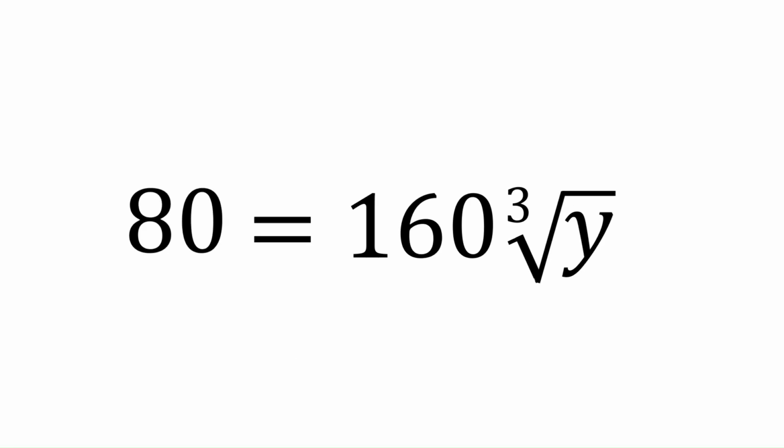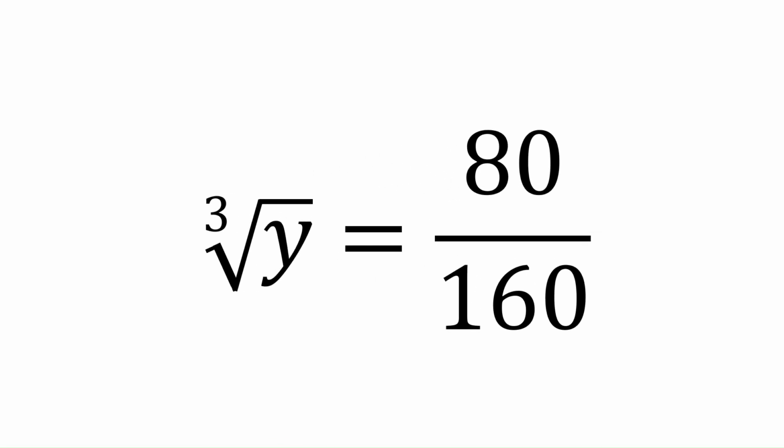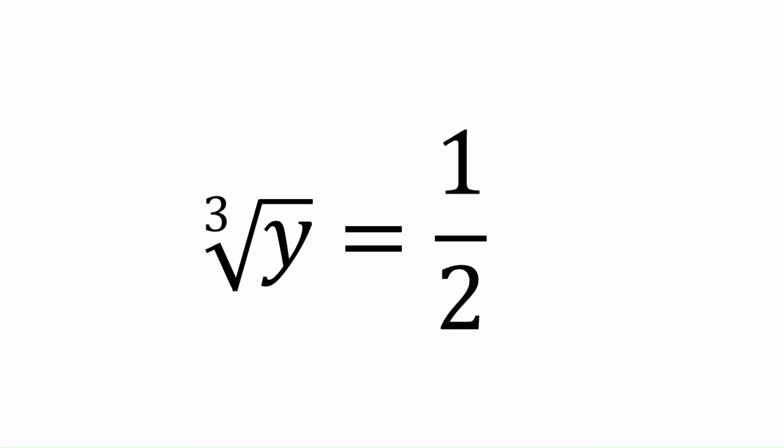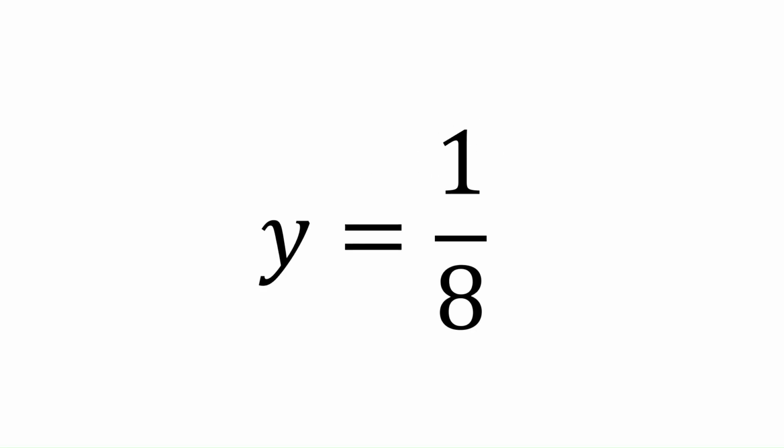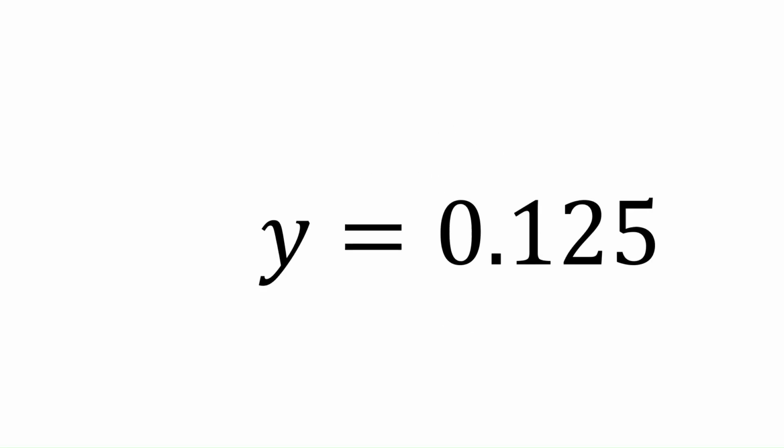Rearranging, we get that the cube root of y equals 80 over 160, which equals a half. And finally, cubing both sides, we get that y equals an eighth, or 0.125. And with that, we get to the end of our lesson on direct proportion.